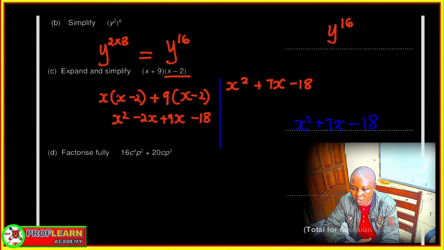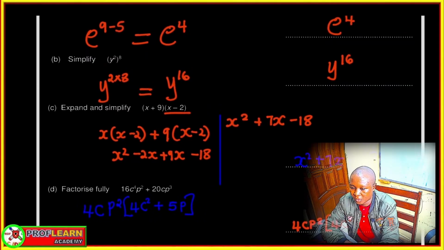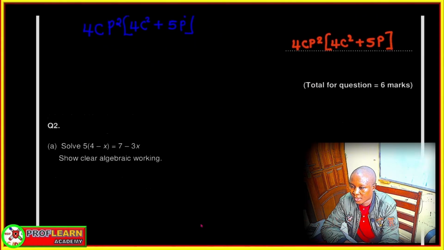You will also be given a question to do with factorization, and what you need to remember here is that you need to check which is the common term appearing in the two terms. So here we are going to factor out 4cp squared, and then we remain with that inside the bracket, and that becomes the factorized form of the expression.